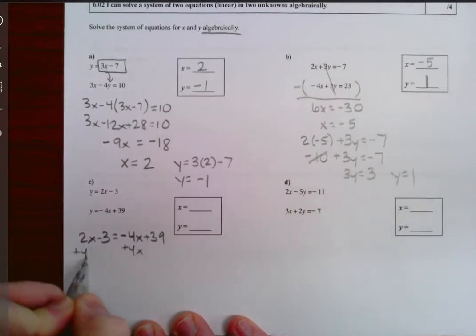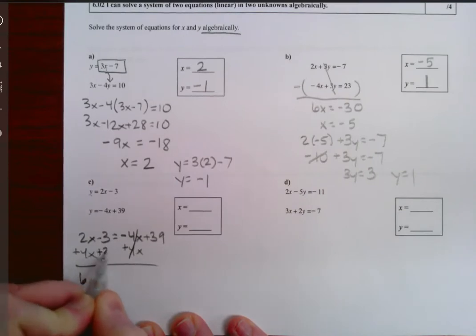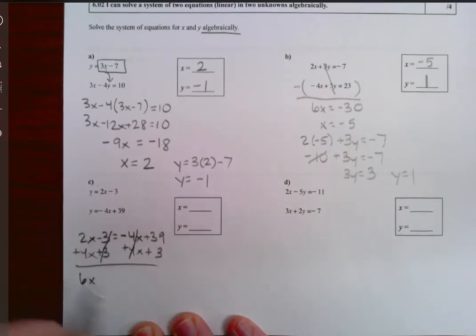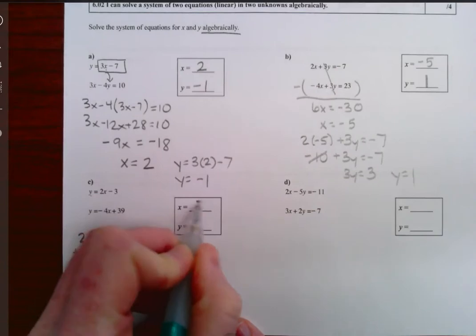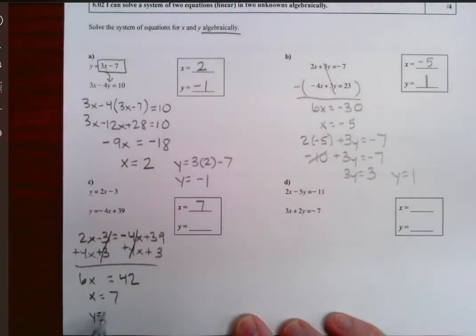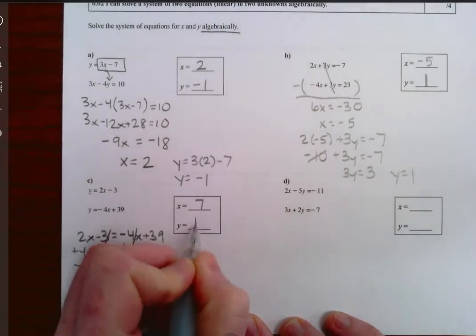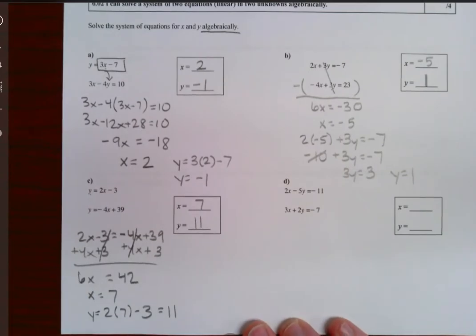Add 4x, 6x. I'm going to add that 3. So x is 7. And now I need y. Well, I know that y is 2 times x minus 3. 14 minus 3 is 11. All right. And last one.